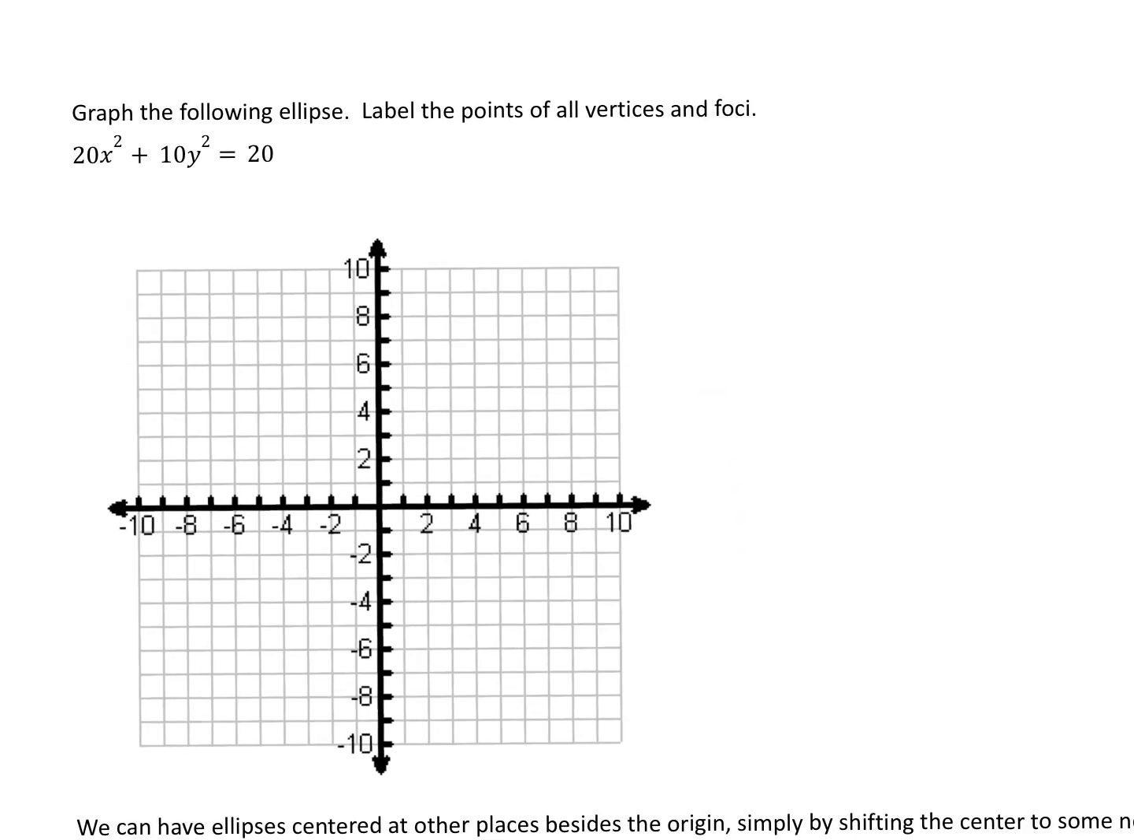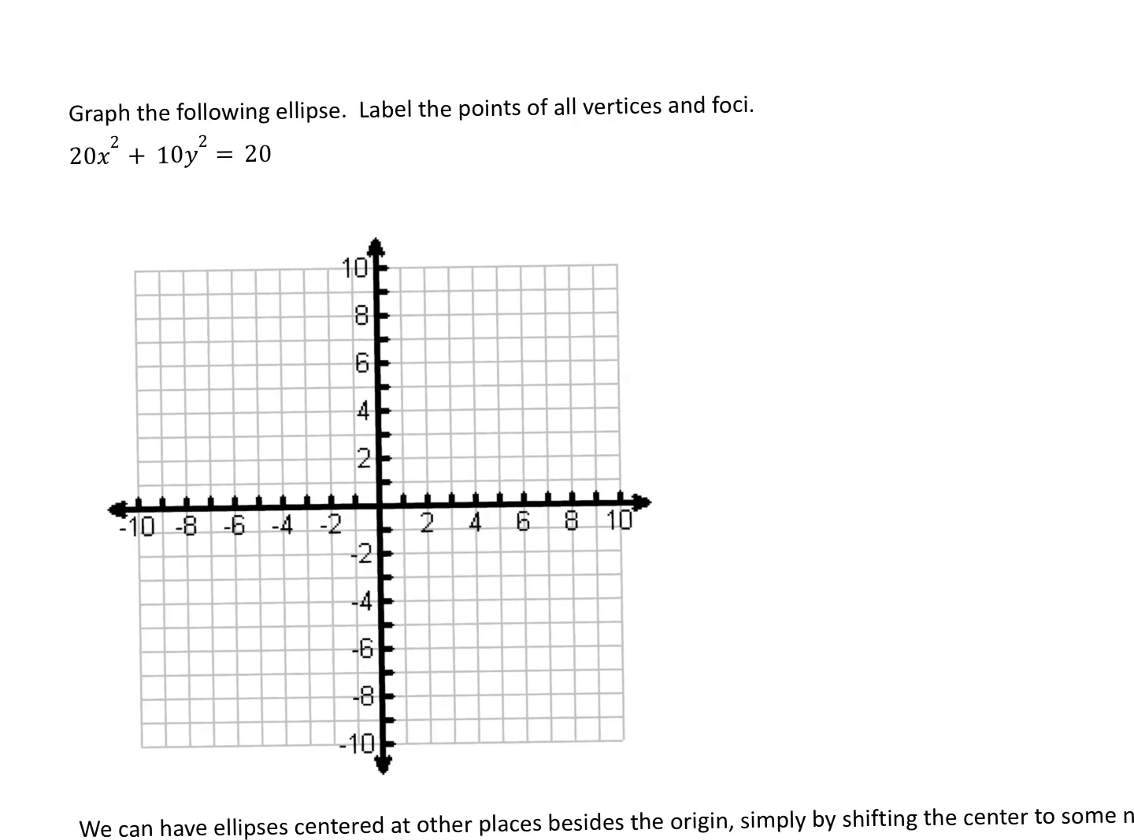We are not always going to be given our ellipse in the form that it needs to be in. So in that case, we can convert it to the correct form. So if I have 20x squared plus 10y squared equals 20, and I know it's an ellipse and I want to graph it, I need to make sure it's equal to 1. So to make it equal to 1, we're actually going to divide. And I'm going to divide everything by 20, because 20 divided by 20 is 1.